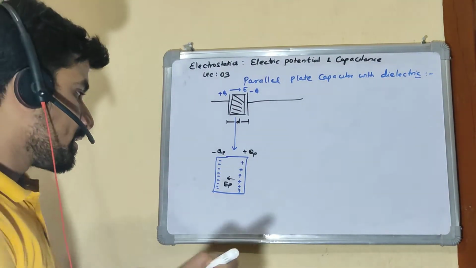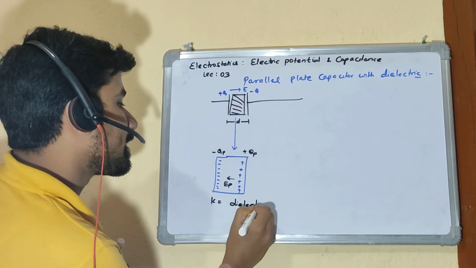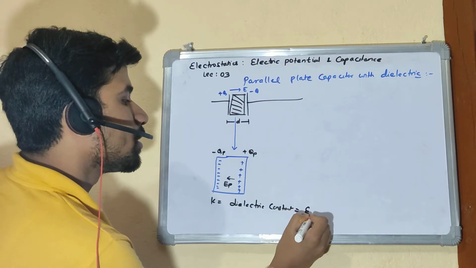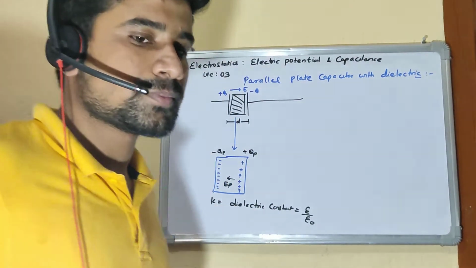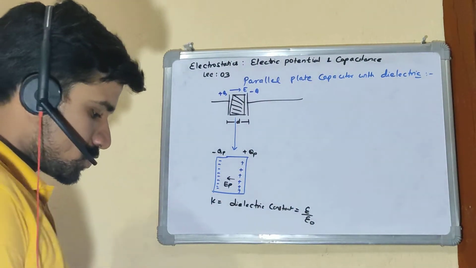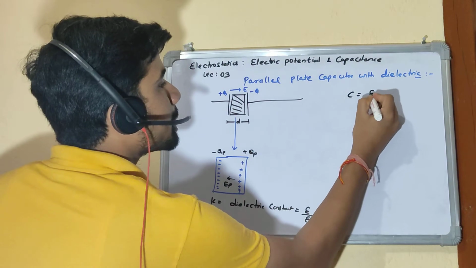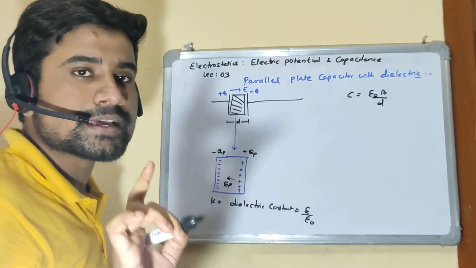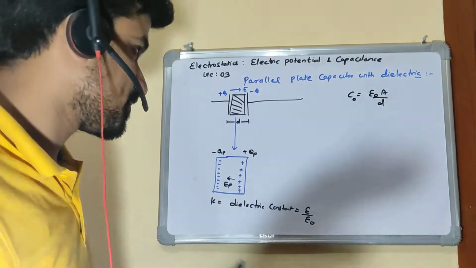Let's say K is the dielectric constant of the dielectric. You know, dielectric constant is nothing but permittivity of medium by permittivity of free space or vacuum. So capacitance is given by what? For a parallel plate capacitor, capacitance is epsilon naught A by D. But this is when the dielectric is air or vacuum. So let's say this is C naught.